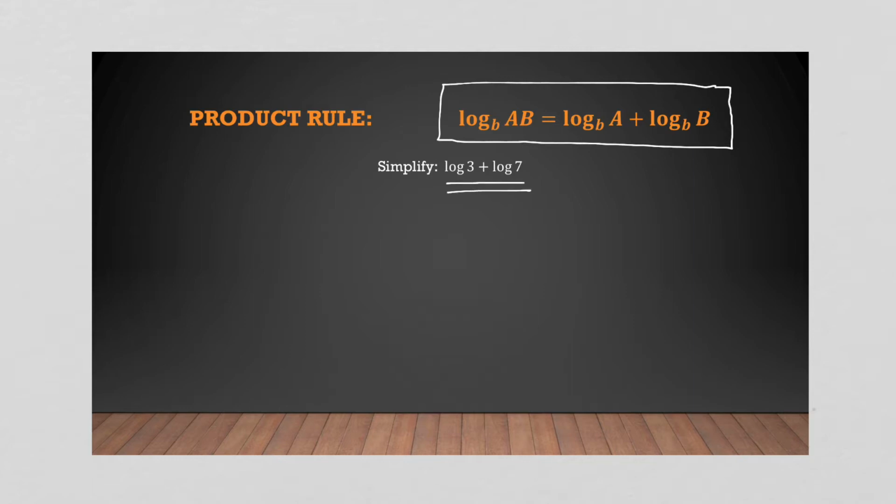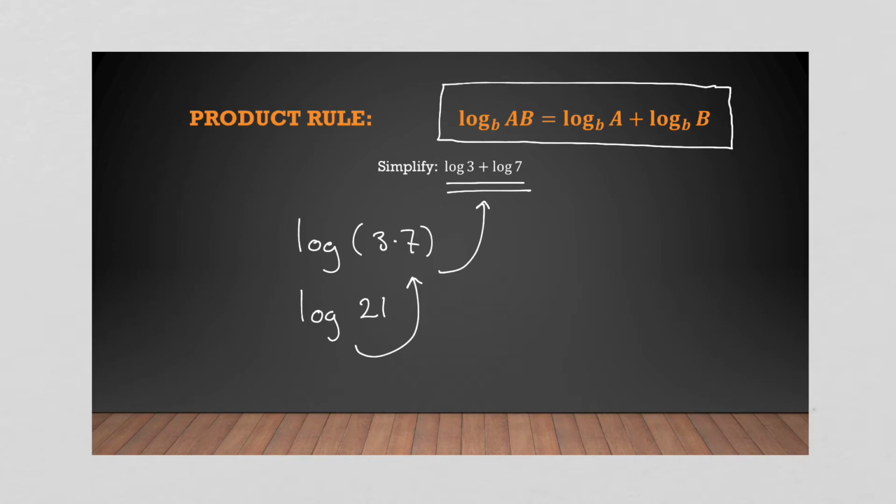Log base 10 of 3 plus log base 10 of 7. They have the same base, so we can write them as log base 10 of 3 times 7, which is the same as saying log base 10 of 21. So you're allowed to do that. I want you to do that. Oftentimes you'll go the other direction. You'll go from this to this to this. You'll see why and when in just a few slides, okay?